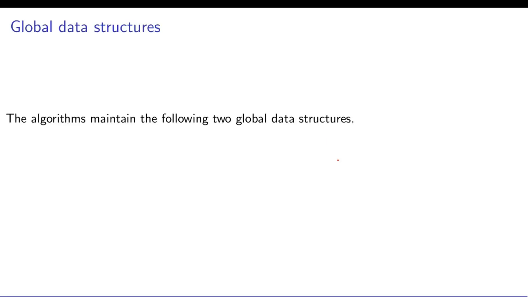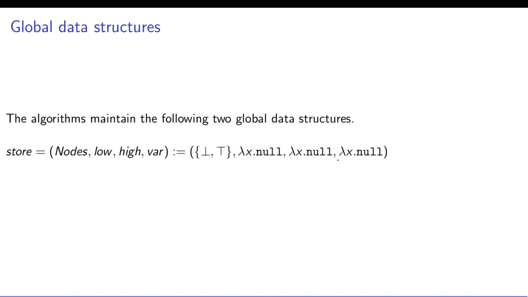So the algorithm maintains the following two global data structures. First, it maintains a store, and what the store consists of is a set of nodes. Initially it has two nodes, one is true and one is false. It has three maps: high, low, and var. The low maps each node to another node, high maps each node to another node, and var maps each node to a variable name.